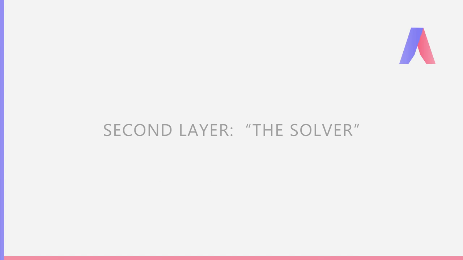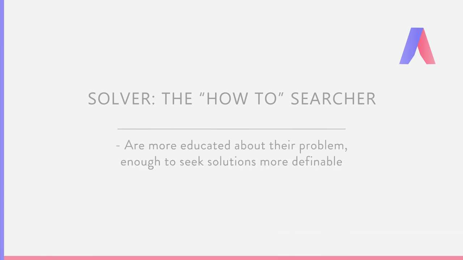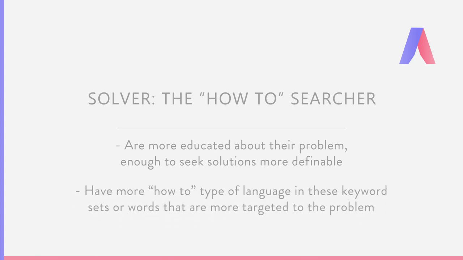Now the second layer, the solver. The reason I call them the solver is these are the how-to people. They're more educated about their problem, at least enough to seek a solution that's more definable. They have more how-to language in these searches or keyword sets, and their words are more targeted to the problem. They narrow it down because they want to ask questions to Google that will give them a solution.